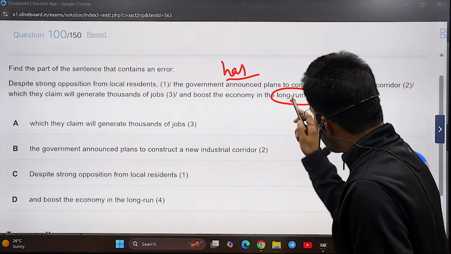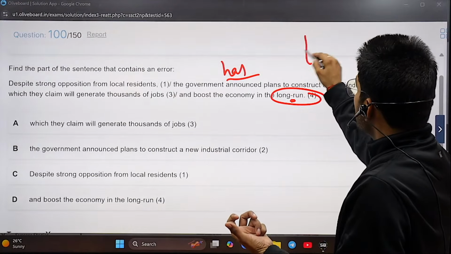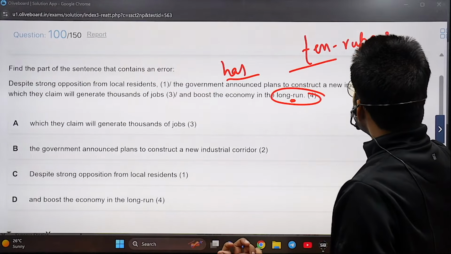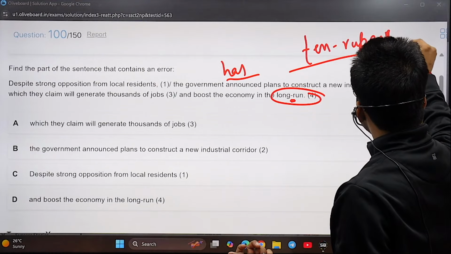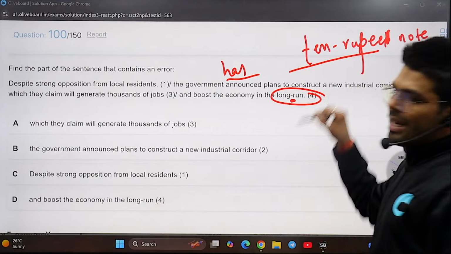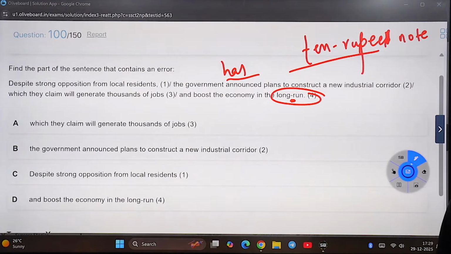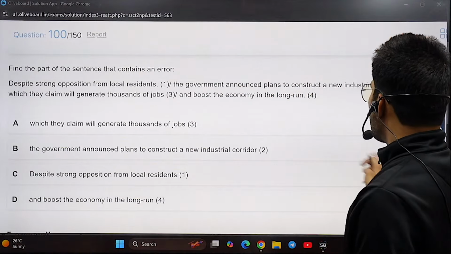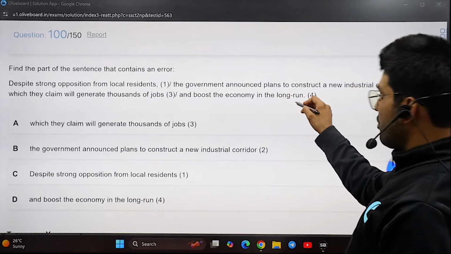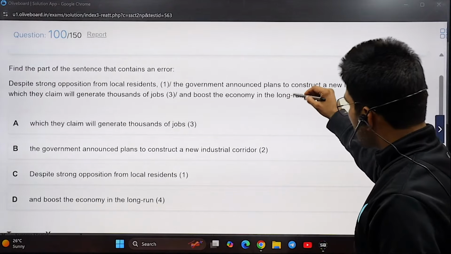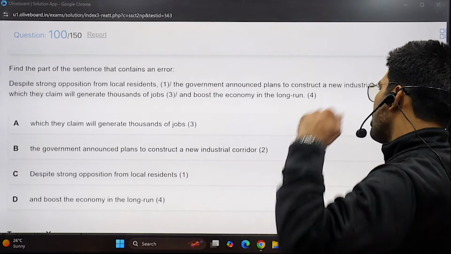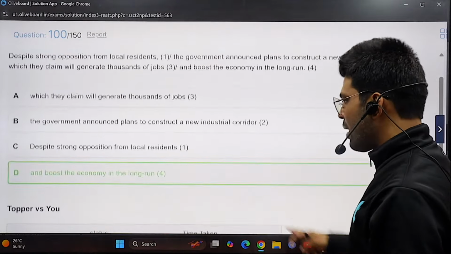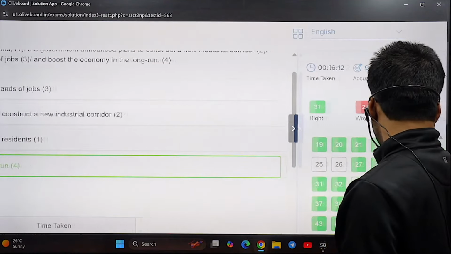I honestly didn't see this hyphen. And hyphenated words, remember? It's not 10 rupees, it's a 10-rupee note. Remember? So that's an adjective. Prepositions can't take adjectives after them. We can't end at the adjective as the object of the preposition; there should be a noun also. Drop this hyphen. It will boost the economy in the long run. Drop the hyphen. So I got this wrong. No problem.